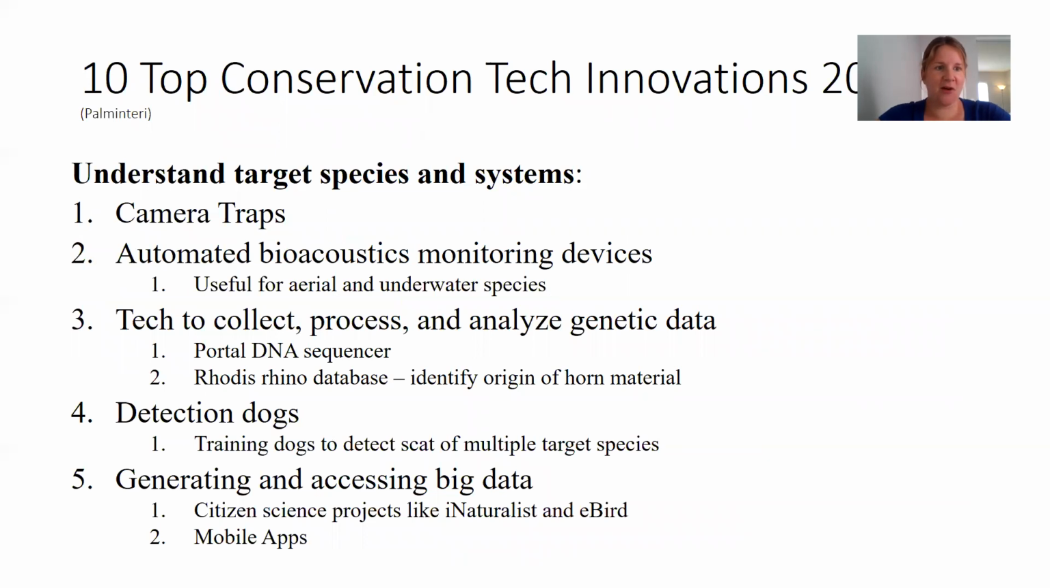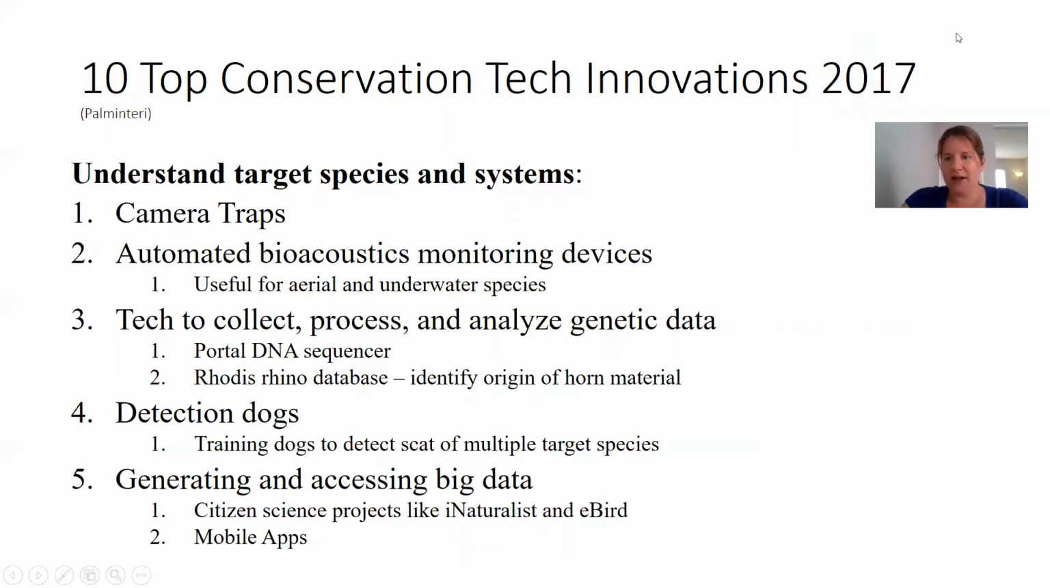So from the parliamentary reading, they have 10 different conservation innovations. This list is a little bit out of date. It's for 2017. I tried to find if there were any lists for 2019 maybe, and I couldn't find anything. And a lot of these are not necessarily old technologies. A lot of them are improvements on new technologies.